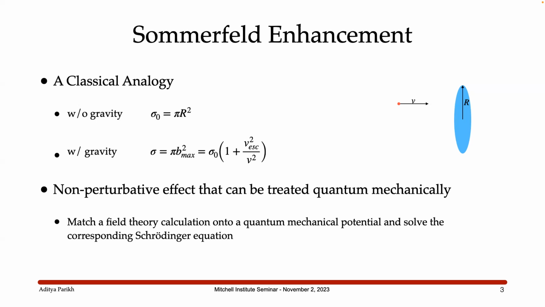So in that sense, it's non-perturbative, and you can treat it quantum mechanically by basically saying that, all right, I'm going to take my tree level single exchange matrix element, convert it into a potential, and then solve the Schrodinger equation using this. And if I do this calculation carefully, then I'll actually get the entire cross section where I'm resumming this entire ladder.